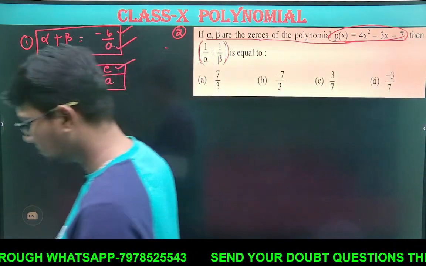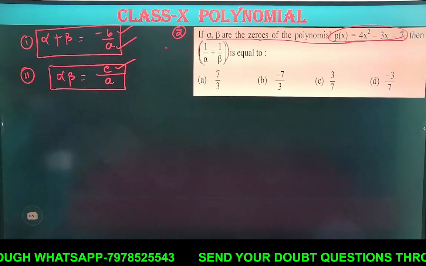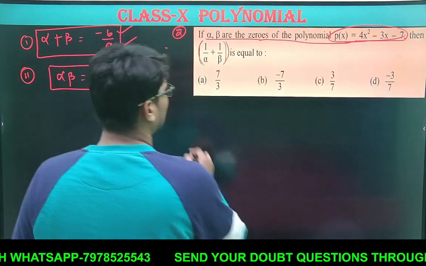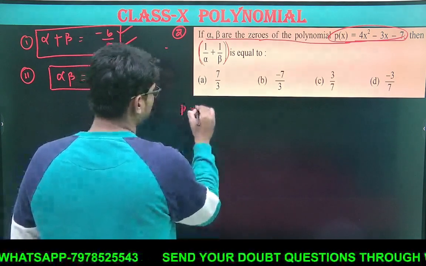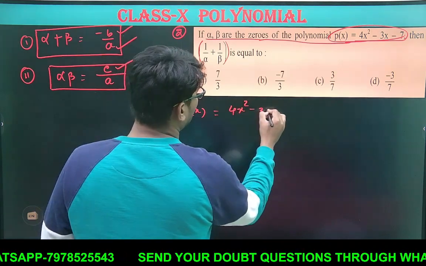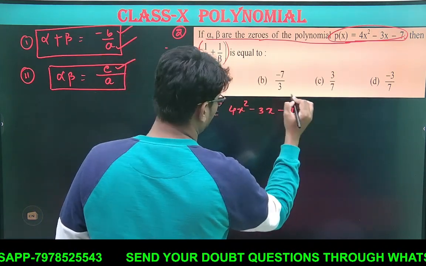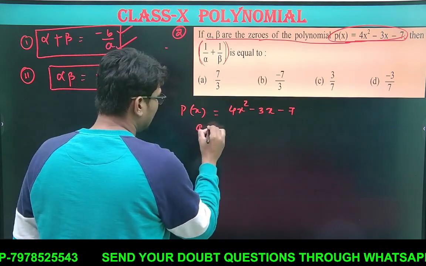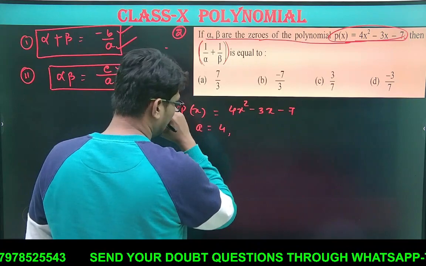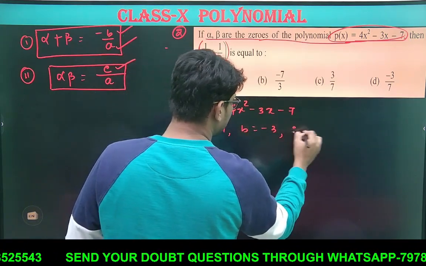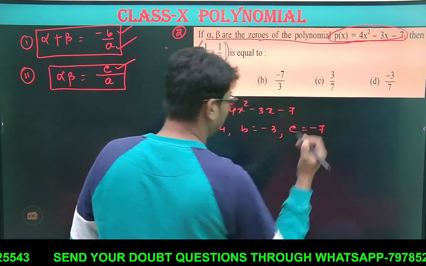Look carefully. So I hope you have seen. Here the polynomial p of x is equals to 4x square minus 3x minus 7. So from this polynomial, what is a? a is 4 and b is minus 3. c is minus 7.